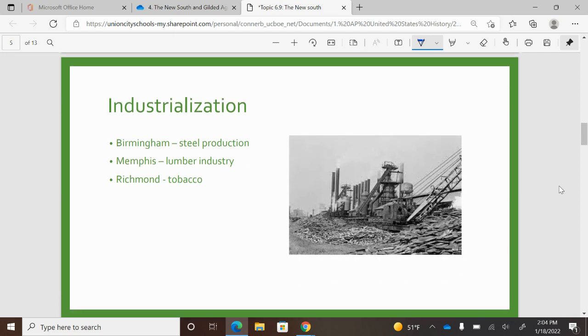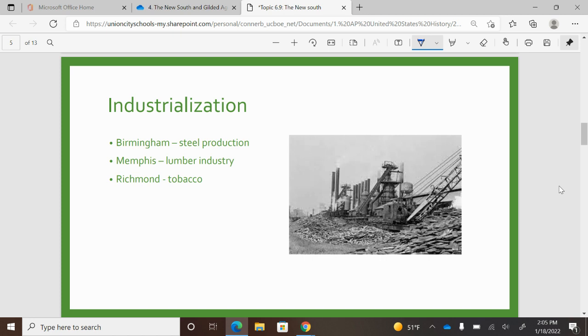Now we get into the actual components of it, with the big change that's going to happen, which is the introduction, comparatively to the Civil War, of a pretty good amount of industrialization. We've got three examples here of places that experience this industrialization: Birmingham with steel production, Memphis with the lumber industry, and Richmond with tobacco.